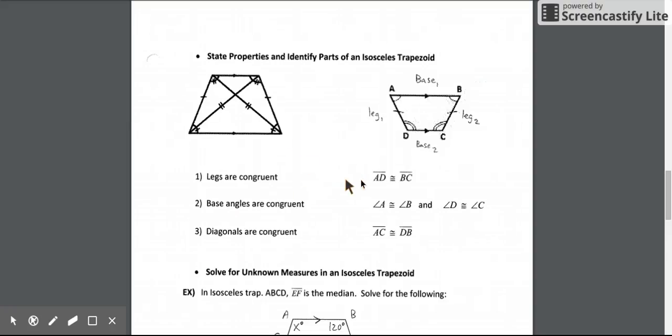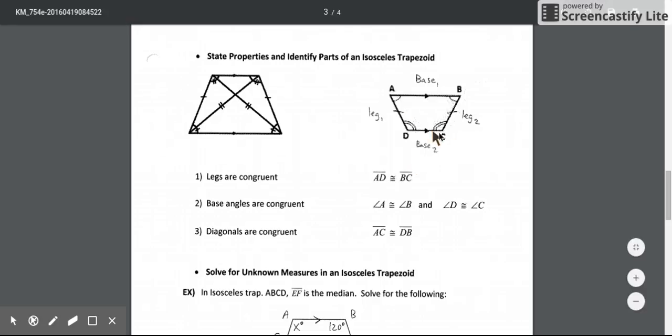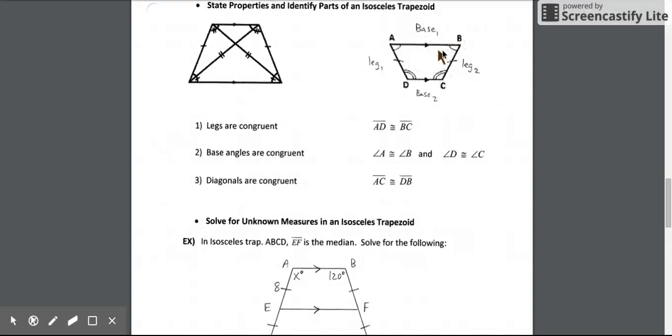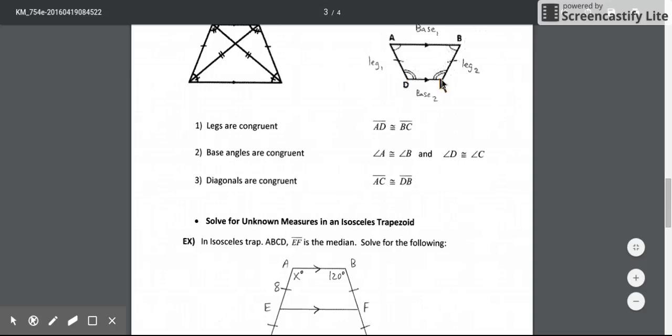So if we use those properties, we can describe their parts based on this diagram. The legs are the non-parallel sides, and they're congruent. So segment AD is congruent to segment BC. The base angles are congruent, but we have to make sure that the base angles on each base are congruent, not all of them. So the base angles on this base are congruent. Angle D is congruent to angle C. And the base angles on this base are congruent. Angle B is congruent to angle A. And if we imagine the diagonals here, they would be congruent. So segment AC is congruent to segment BD.